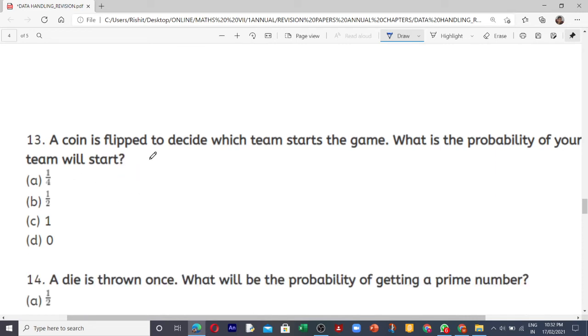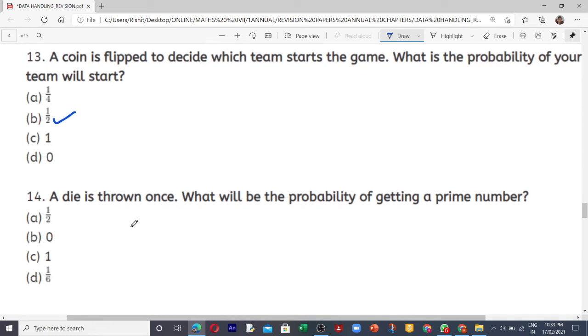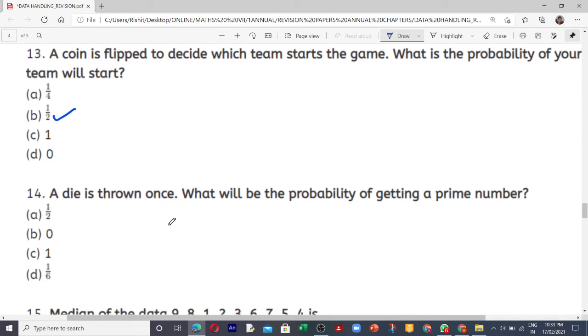A coin is flipped to decide which team starts the game. What is the probability of your team to start? Obviously it is 1 by 2, because if a coin is flipped, either head comes or tail comes. So you have half probability. Out of 2 chances, your winning probability is 1. So 1 by 2. A die is thrown once. What is the probability of getting a prime number?